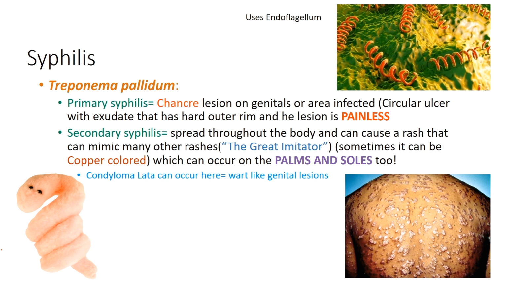But this one down in the bottom right-hand corner is known as your copper lesion. It looks like little pennies all over you. And this can also occur on the palms and soles. So there are only a few things that involve the palms and soles, and one of them is syphilis, and one is Rocky Mountain spotted fever.